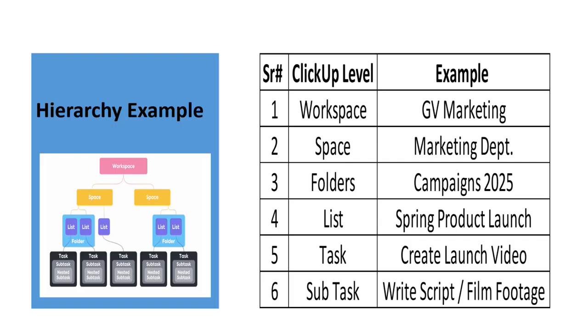Inside folders, we have lists which represent actual projects or workflows. For example, a spring product launch is a list where all related tasks for that project are organized. Inside the list, we have tasks which represent individual work items. For example, create launch video is a task that needs to be completed. Finally, each task is broken into subtasks, which are smaller steps required to complete the main task. For example, writing the script and filming footage are subtasks under the task of creating a launch video.